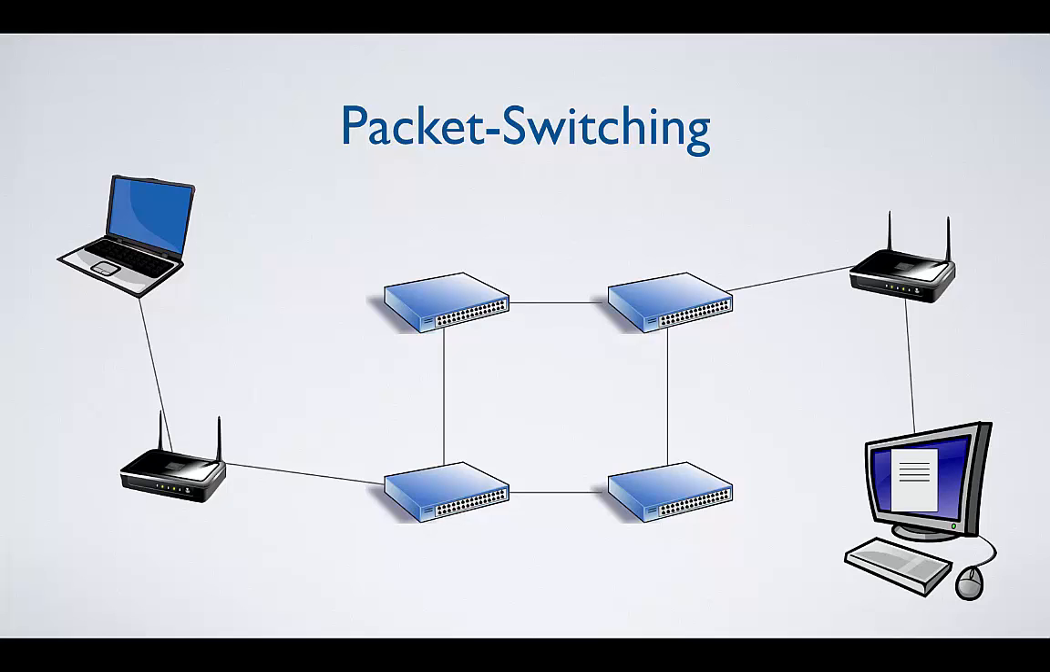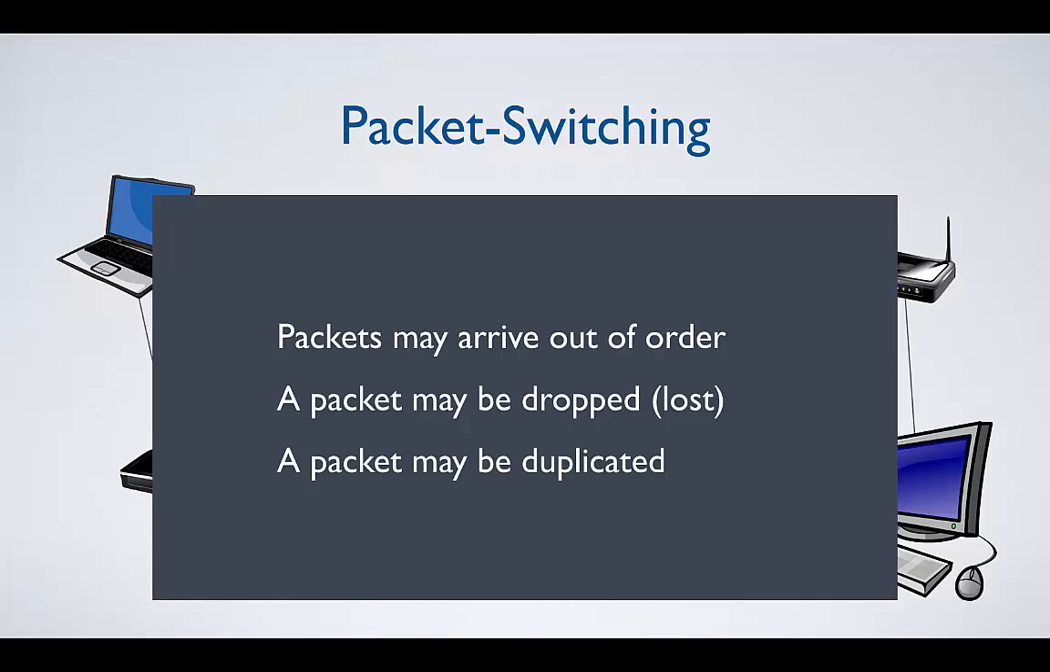So let's look at some of the potential problems that can arise with packet switching. First, the packets can arrive out of order, as we've seen. Second, some packets may be dropped or lost during transmission. This doesn't occur often, but when it does, it's usually due to traffic congestion. In fact, when any of these three things happen, it's usually due to congestion. And finally, a packet may be duplicated.